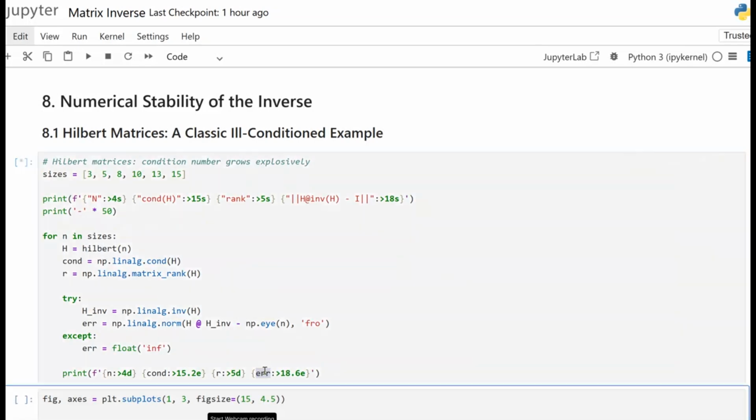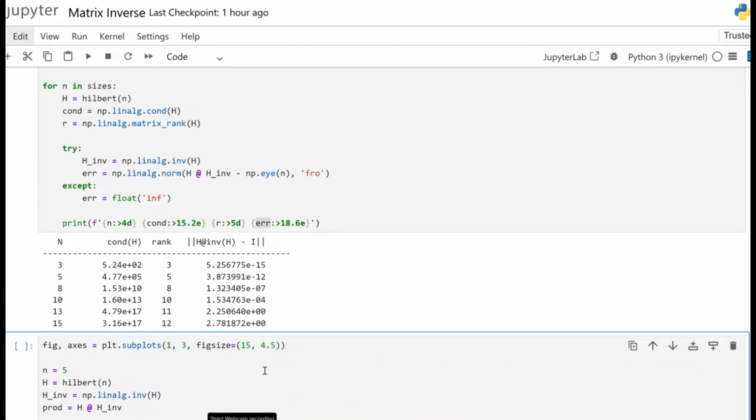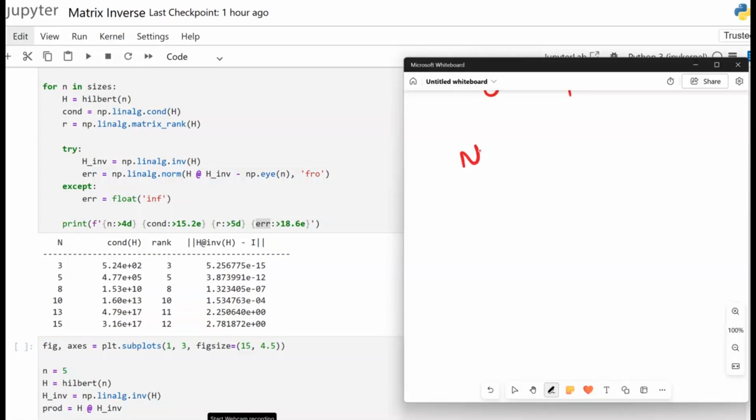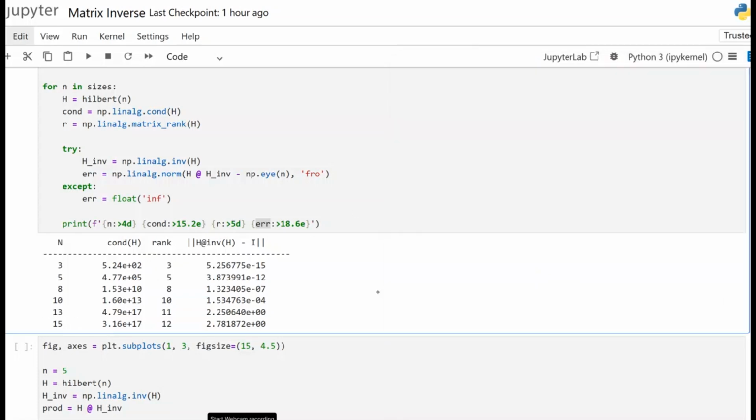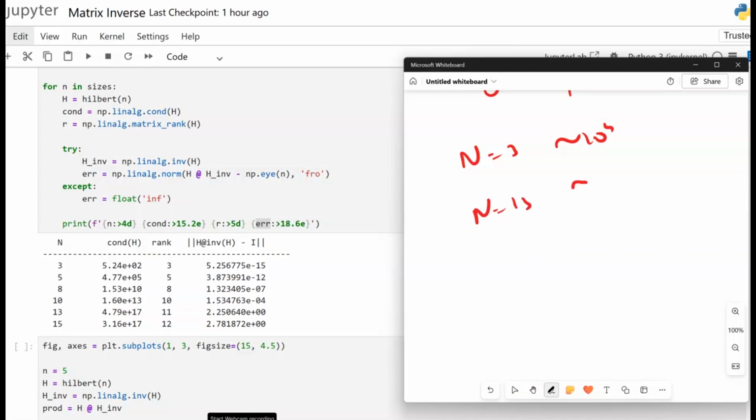Let me execute and see the output. Kindly observe, dear friends, the condition number grows astronomically. For n equal to 3, it is around 10 to the power of 4. When I go towards n equal to 13, astronomically we have 10 to the power of 17. At n equal to 13, the error, H inverse minus identity under the Frobenius norm, is already significant, and beyond n equal to 13, NumPy considers the matrix rank deficient.